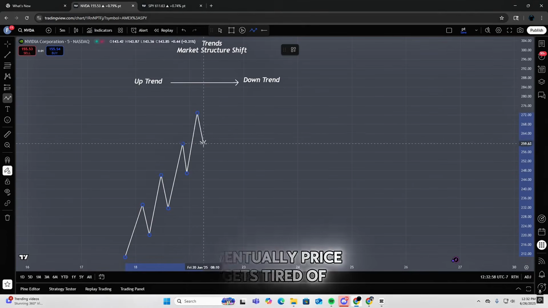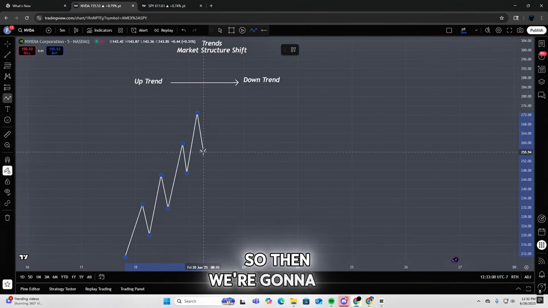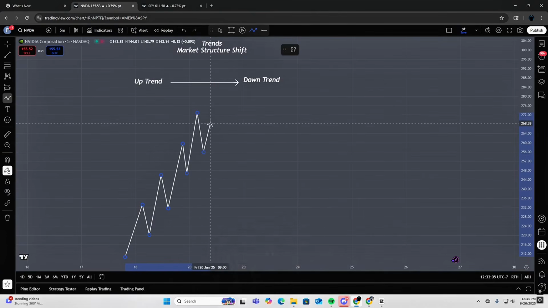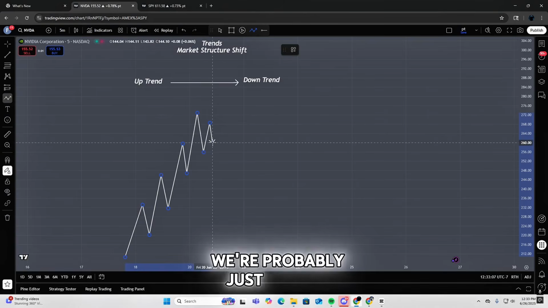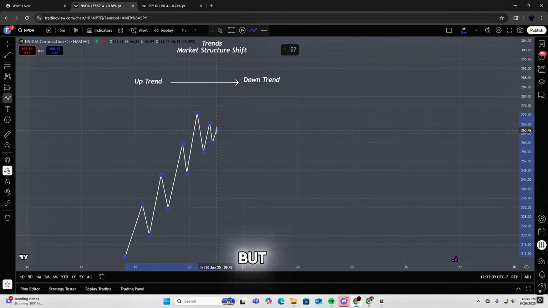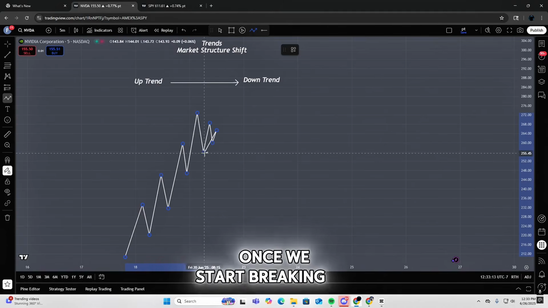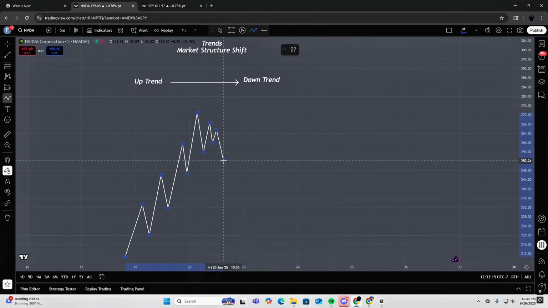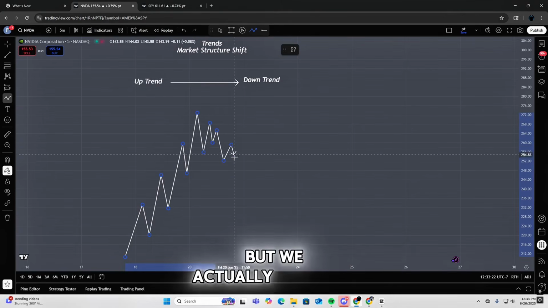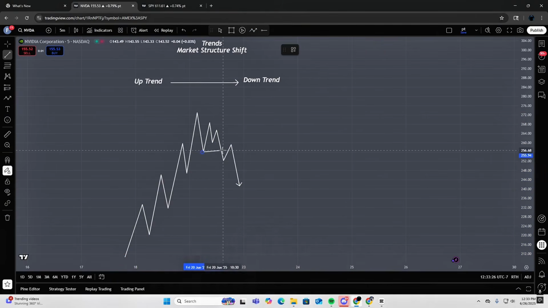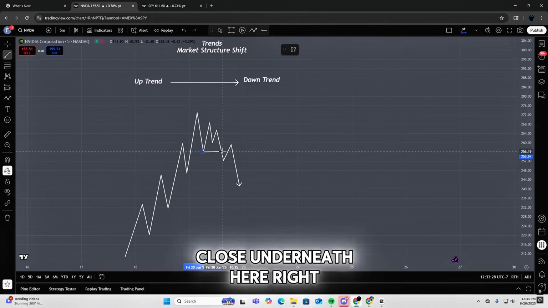Eventually price gets tired of continuing up, so then we're going to see something like this where we stop breaking the higher high, and sooner or later we're probably just moving like this. But once we actually start breaking the higher lows right here, and we stop creating these higher highs, that's a sign of market structure reversal. But we actually have our market structure shift right here, where we have a candle close underneath here.